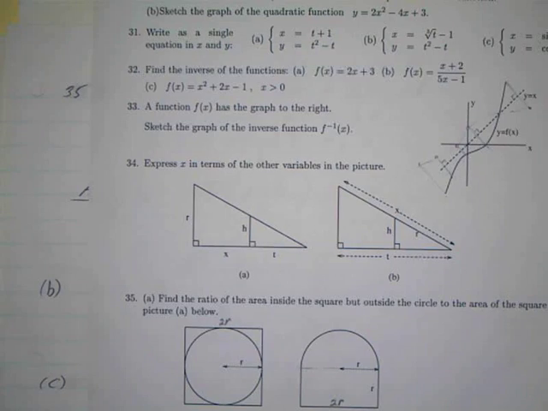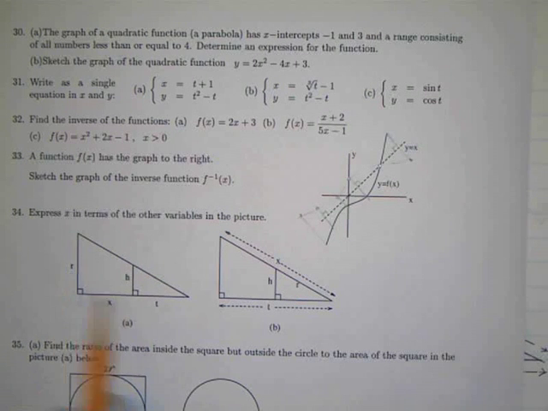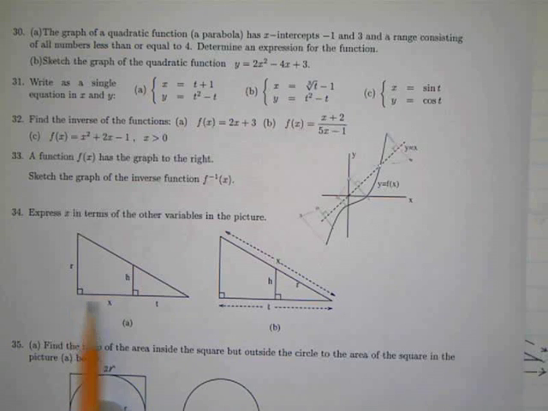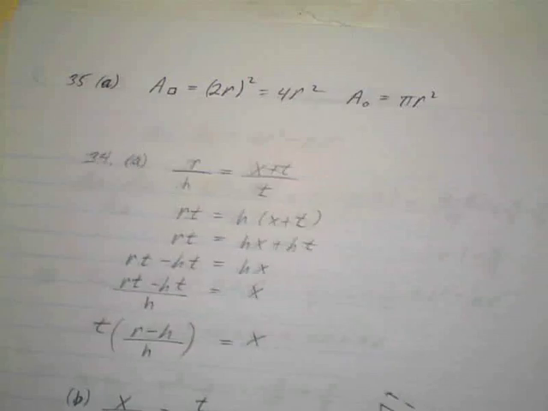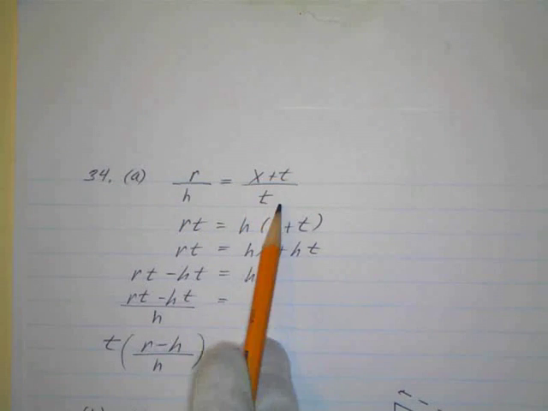All right, so I'll just zoom out a little bit here. So this is real easy. If I take a look at this, I can say R is in the big triangle, H is in the small triangle. Okay, and then this side is the side of the big triangle, which is x plus t all over t. So I can say R over H equals this side, which is x plus t over t. So this is what we have. Okay, so R over H equals x plus t over t.